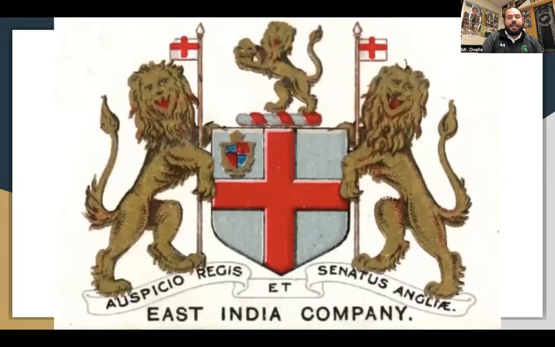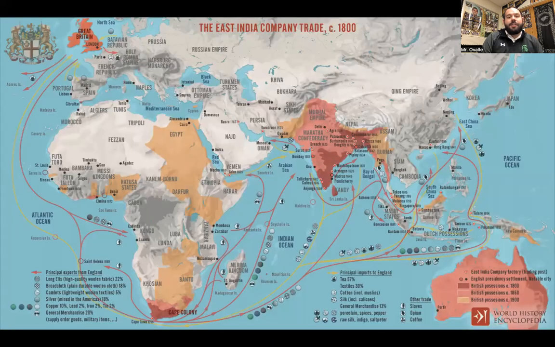So that's the British East India Company. If I knew what Latin words were, I'd read that to you, but I can't. So this is the East India Company trade. This is where they were heavily trading around 1800. So again, the red is British possessions in 1800. So the dark red right up in here. And then the pink is in 1860, and gold is by 1900.